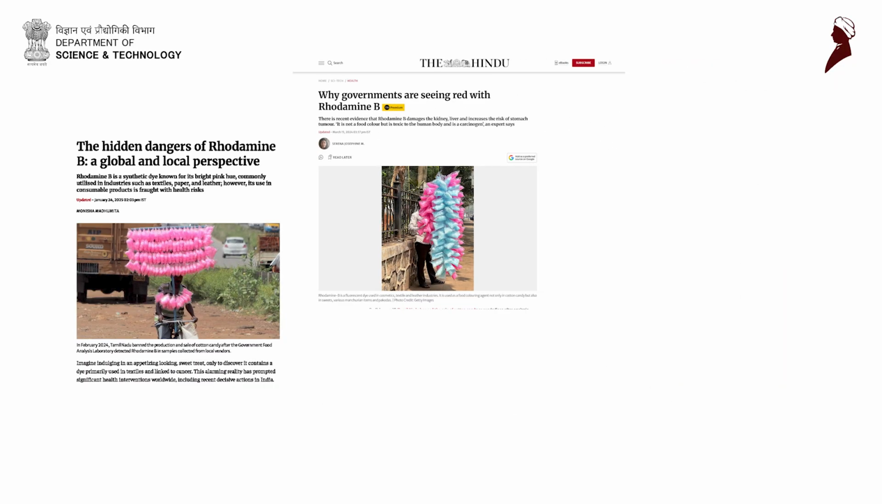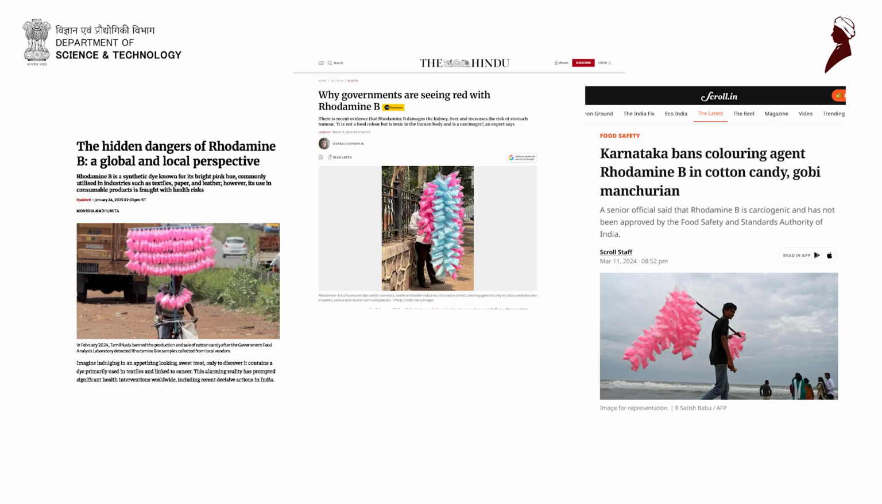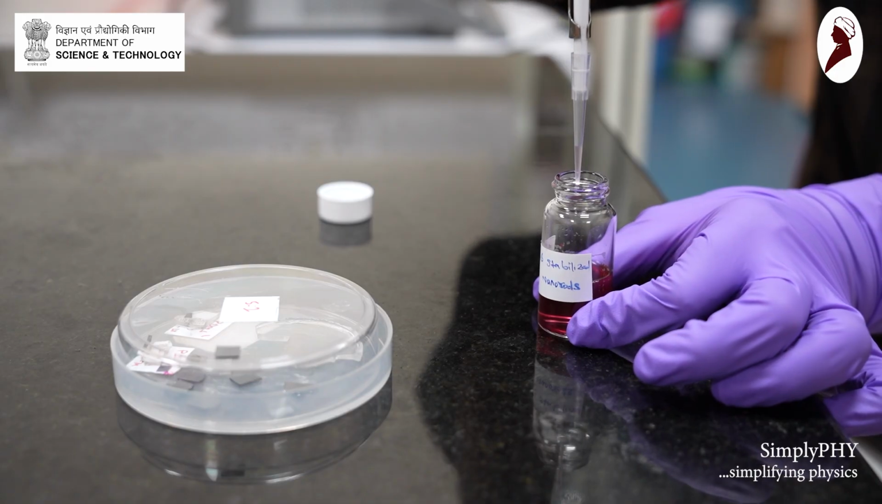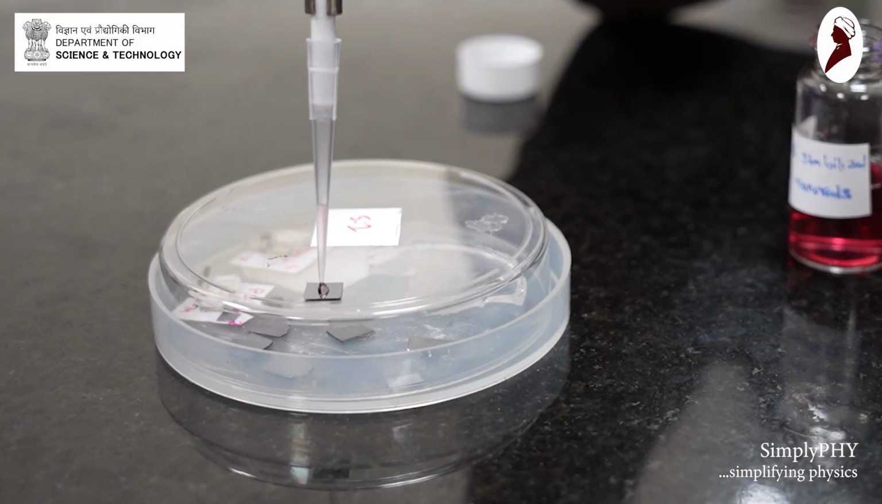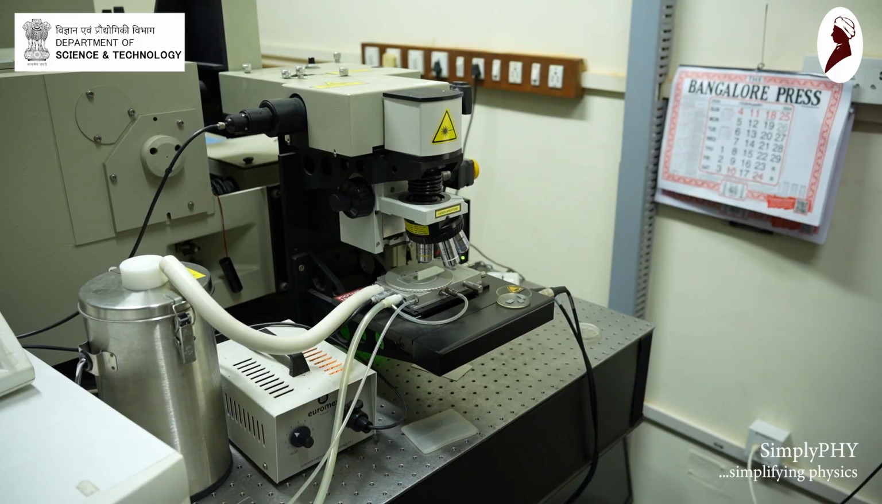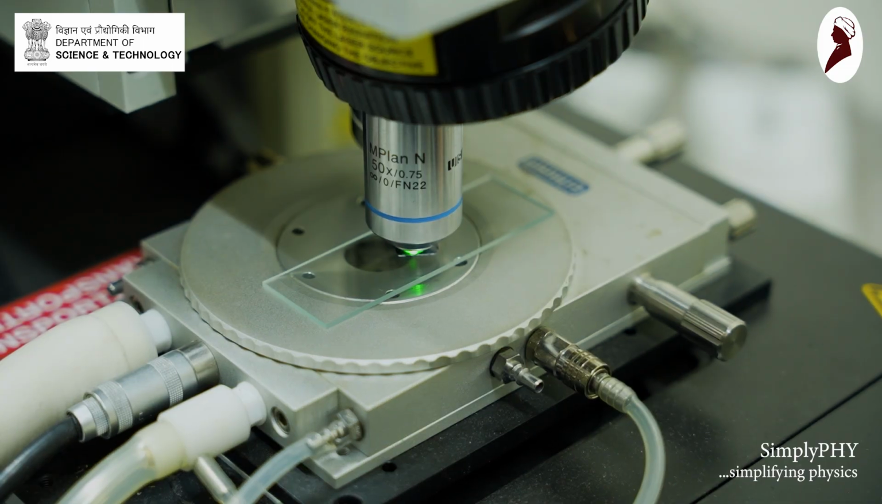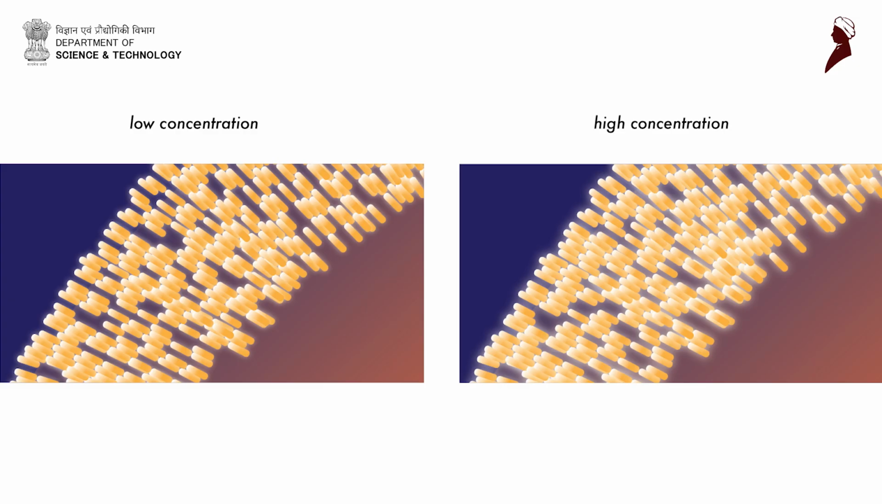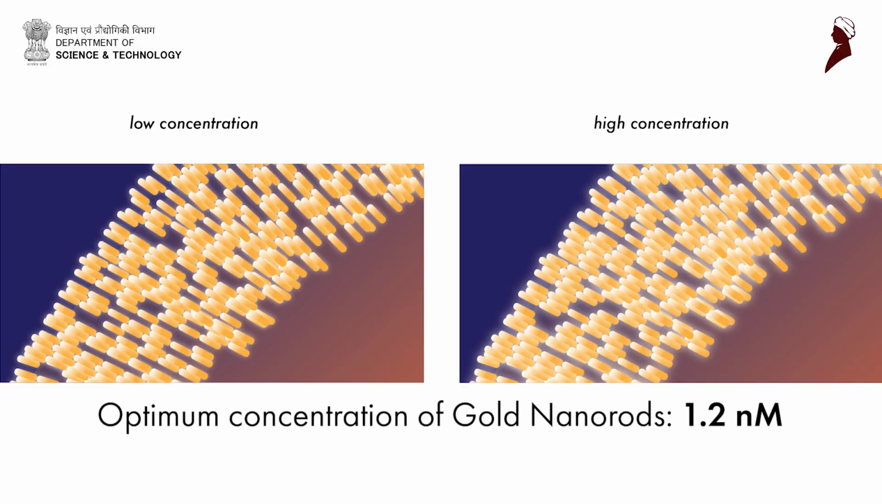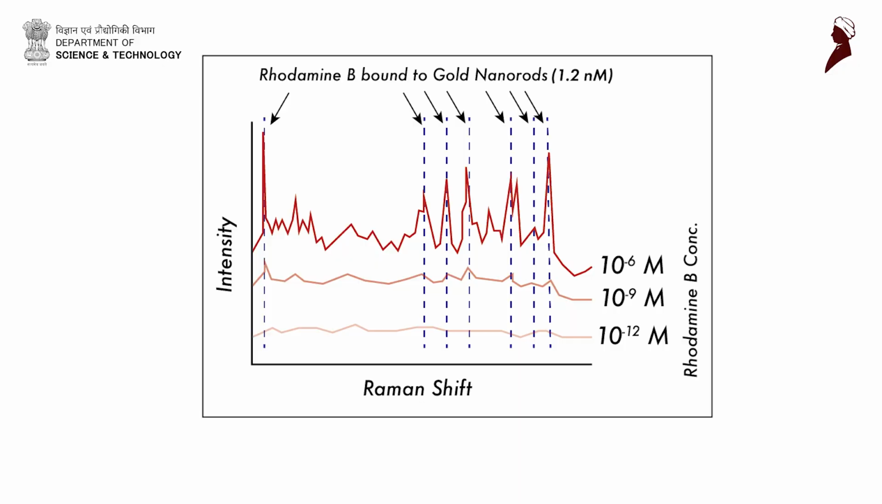Rhodamine B is a banned dye as it can cause cancer, organ damage and neurological damage even in very tiny amounts, as low as parts per trillion. We dried colloidal droplets containing gold nanorods and rhodamine on a silicon substrate and allowed them to form an ordered structure. We found that the optimum concentration of gold nanorods was 1.2 nanomole. That could be capable of detecting rhodamine even at picomole concentration, which very few studies have achieved.